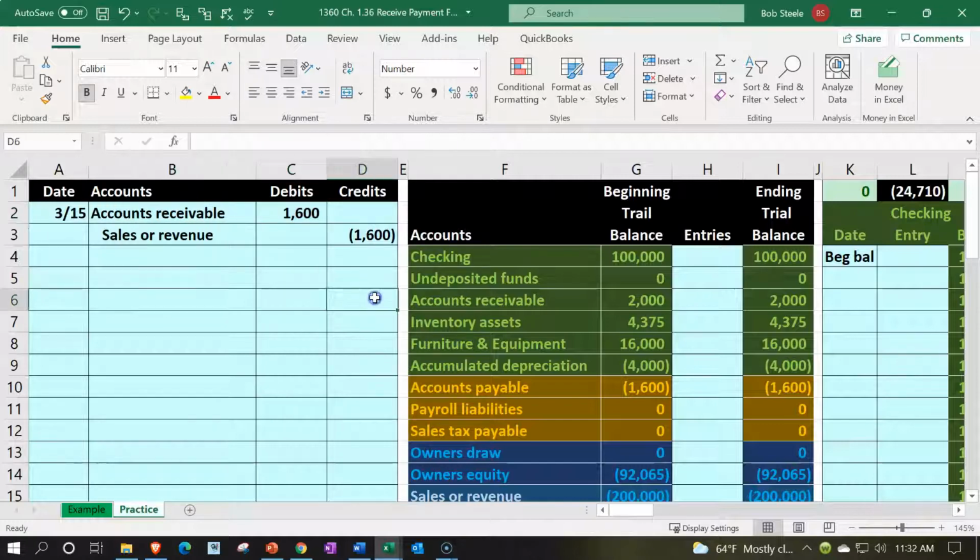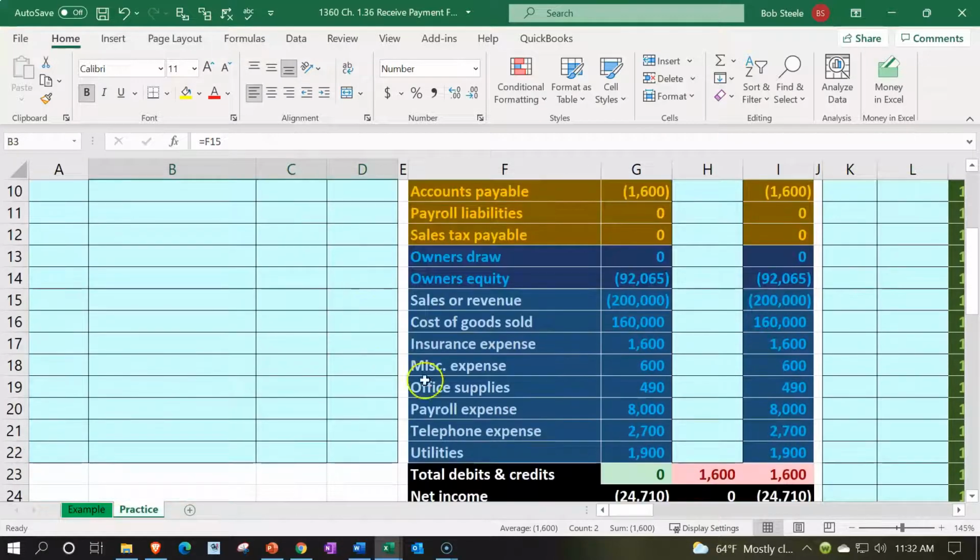Accounts receivable. Here's the accounts receivable account. It's going to be going up. I'm in cell H6, going to say equals, scroll on over to that 1,600, increasing 2,000 up by 1,600 to 3,600. The second half then going to the sales item, that's down below. We're out of balance now by the 1,600.